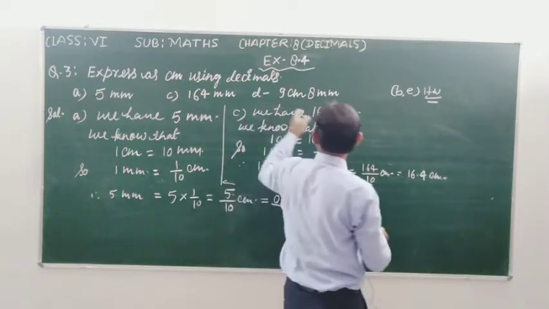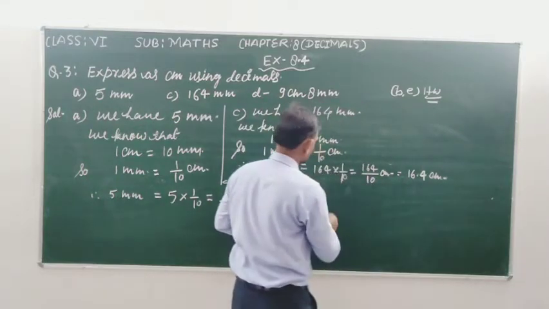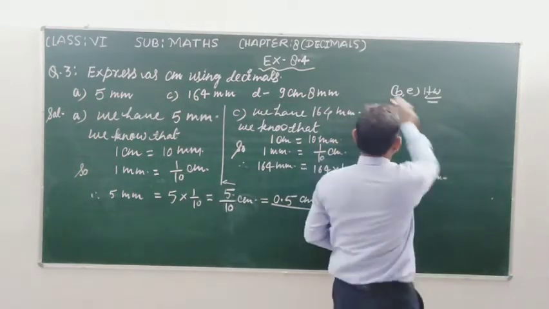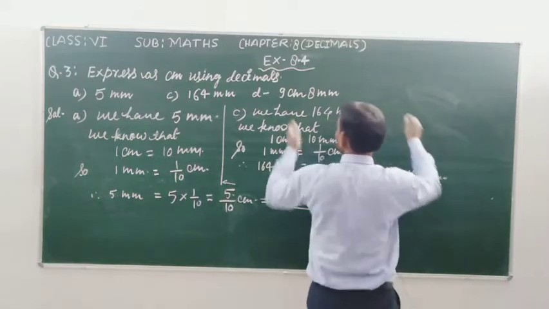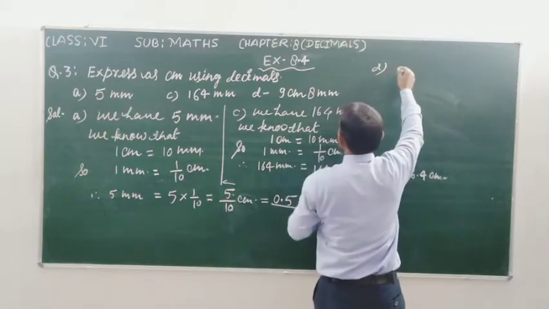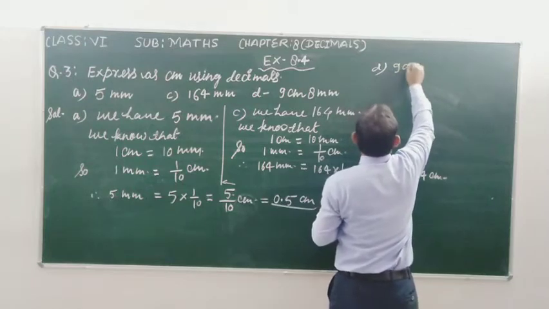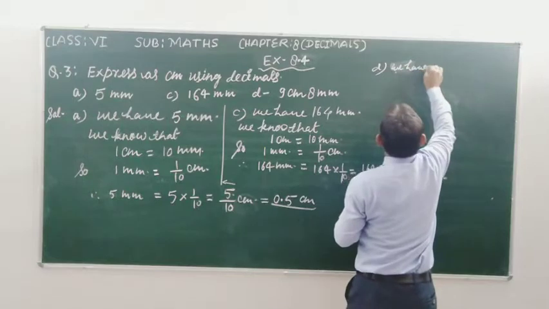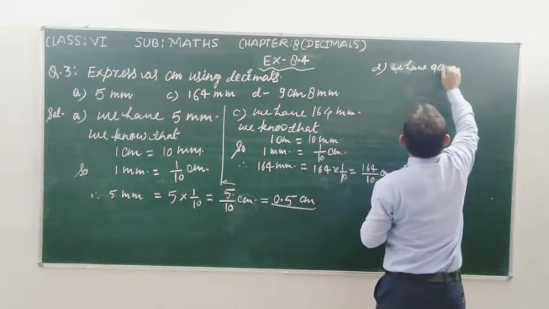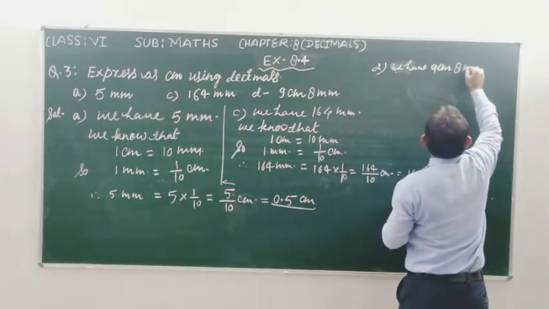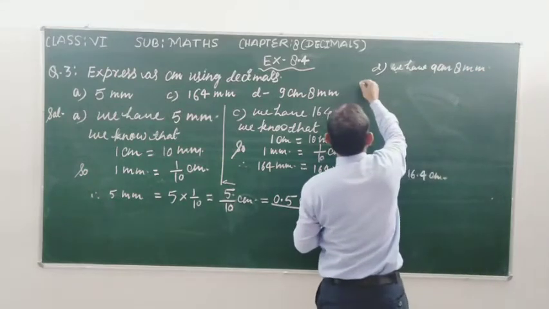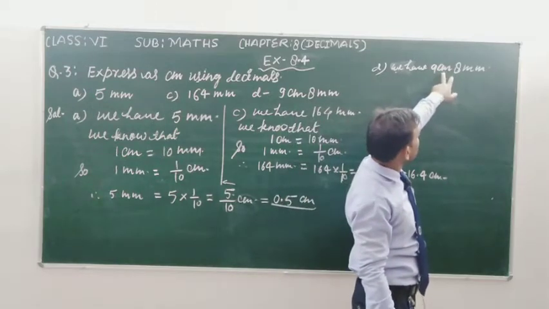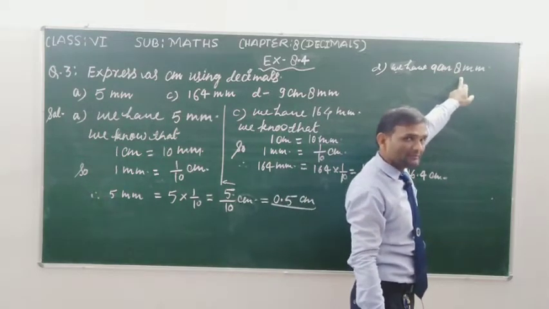So student, in this way we solve part D also. Part D, student, 9 centimeter, 8 millimeter. You are seeing here that two values are given. One is in centimeter and the other is in millimeter.